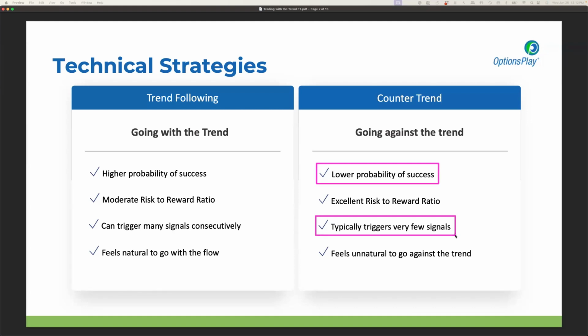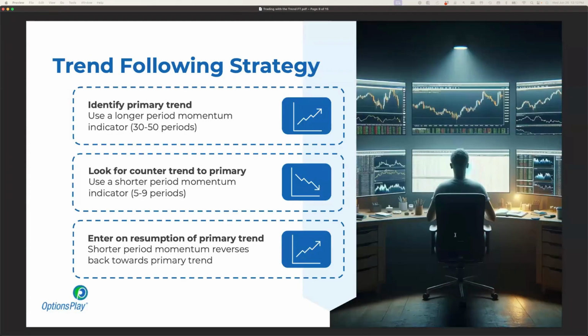Okay, so that's kind of a bit of a breakdown between counter trend and trend following. Today we're going to cover trend following, right? Going with the trend, how do we identify trading setups when we're trying to trade with the overall trend? So let's break down a trend following strategy, because there are, call it, three steps to trigger a trend following strategy. First, what we need to do is identify a primary trend.